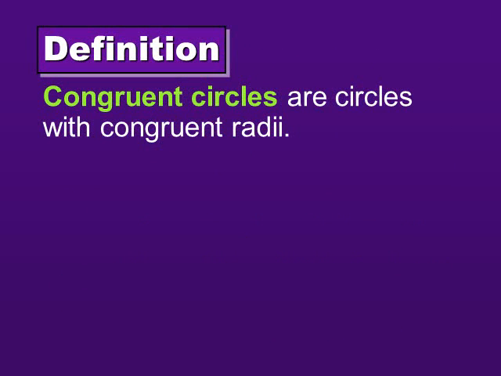Hopefully if I said, how do you know two circles are congruent, you would know they have congruent radii. Radii is plural for radius. So if you have two radius, you have radii. And if they're exactly the same measure, you have congruent circles.